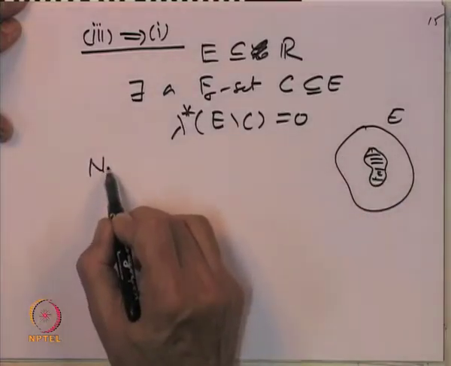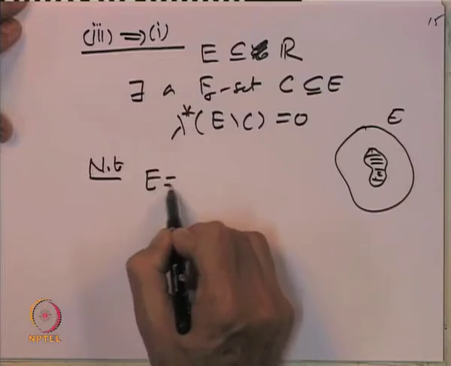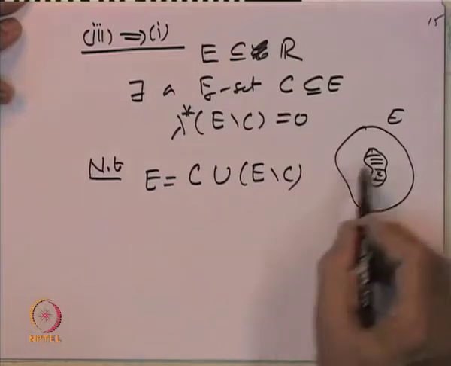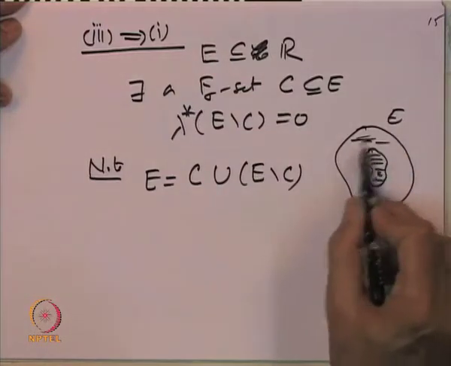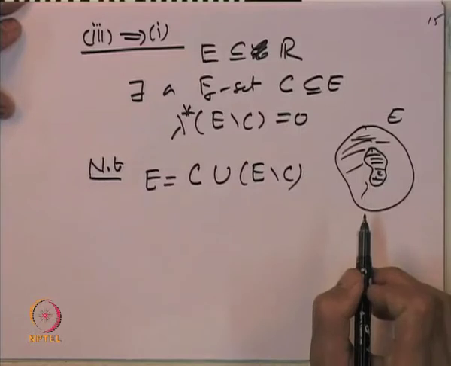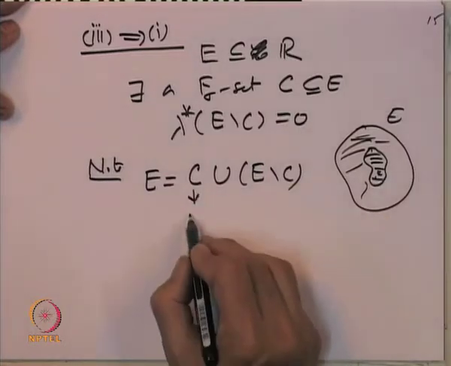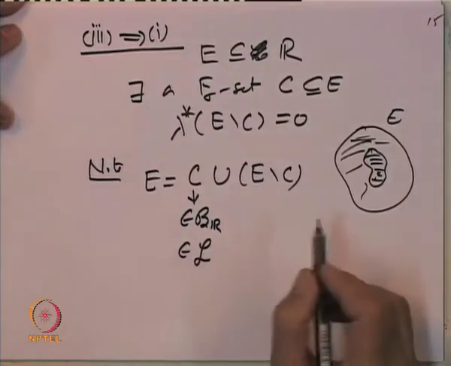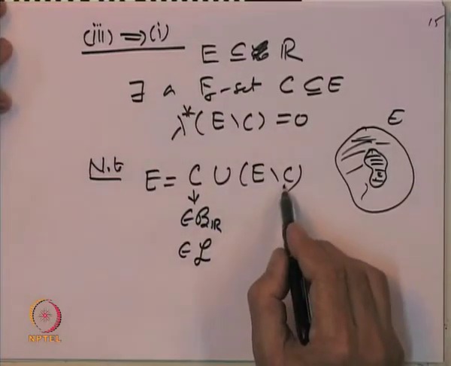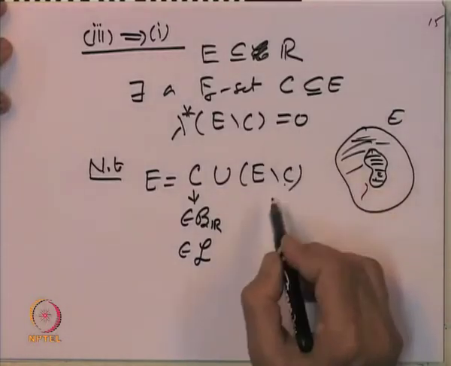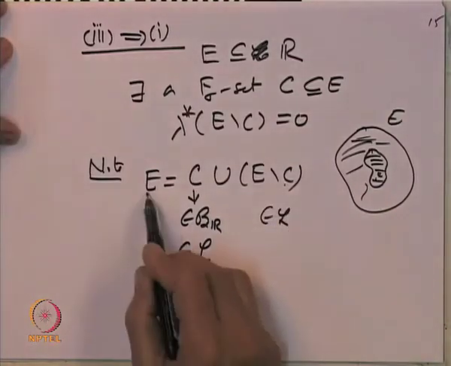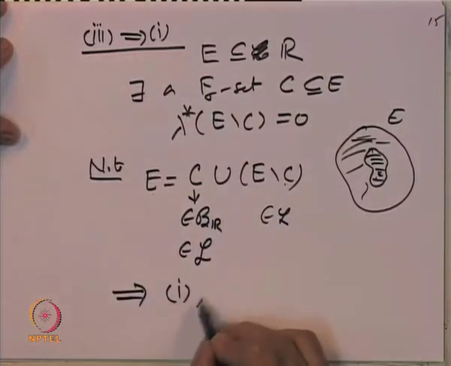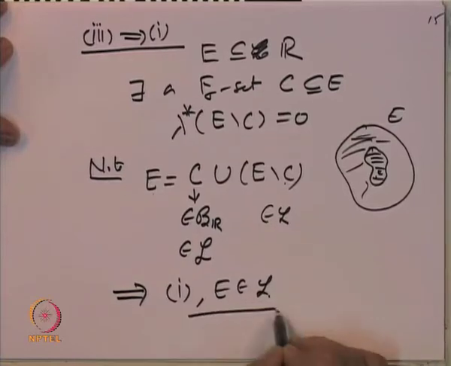But now, note the set E can be written as C union E minus C. So, this is the portion inside and union the portion outside, and C is an F sigma set. So, it is a Borel set, and hence it is a Lebesgue measurable set. The set E minus C is a set of measure 0, so that is a Lebesgue measurable set. So, E is a union of 2 Lebesgue measurable sets. So, this implies 1, that is, E is a Lebesgue measurable set.